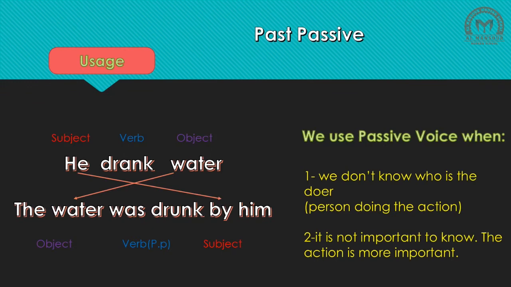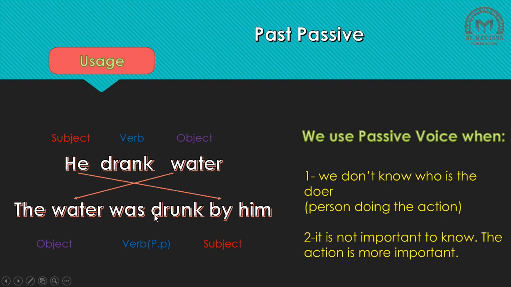We use the passive voice when we don't know who is the doer of the action, okay? We don't know who the subject is. Or it's not important to know; the action is more important than the subject, okay? Here we have an example. He drank water. This is a simple active sentence in the past simple.